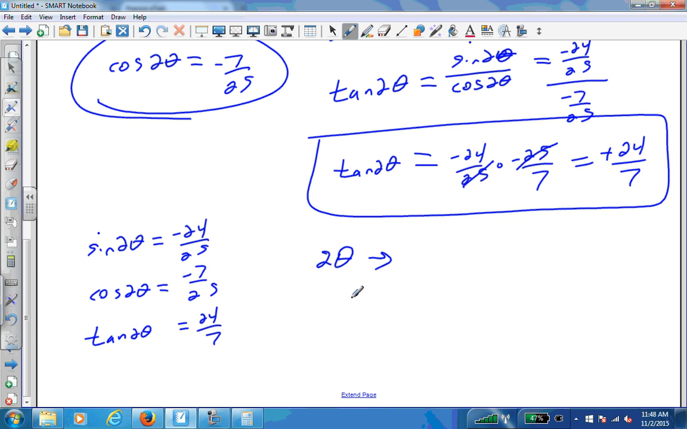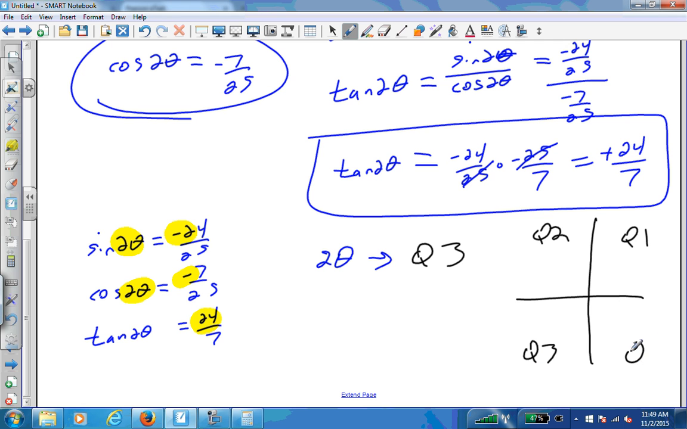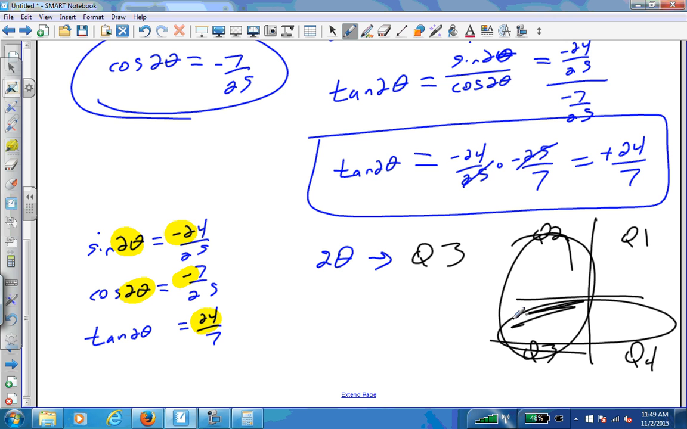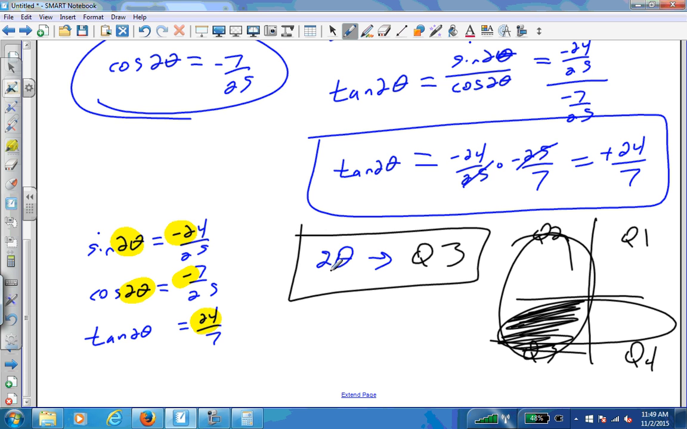So some angle, forget that we call it 2 theta, has sine being negative and cosine of that angle is negative. And tangent of that angle is positive. In which quadrant is sine negative and cosine negative? 3. We look at our 4 quadrants. Sine, that's y. Sine is negative down here. Cosine, that's x. Cosine is negative over here. They're both negative in the 3rd quadrant. So whatever our original angle was, twice that angle has to be in the 3rd quadrant.